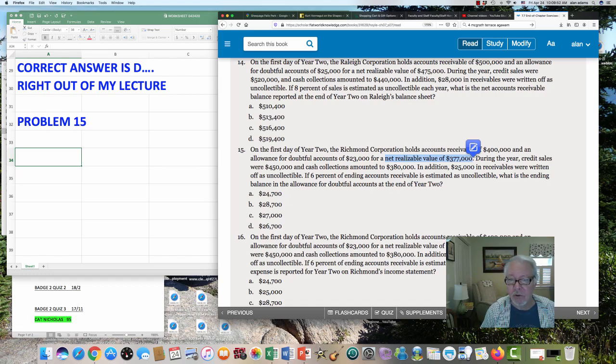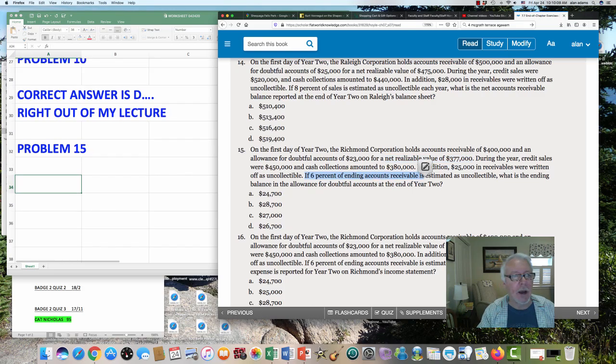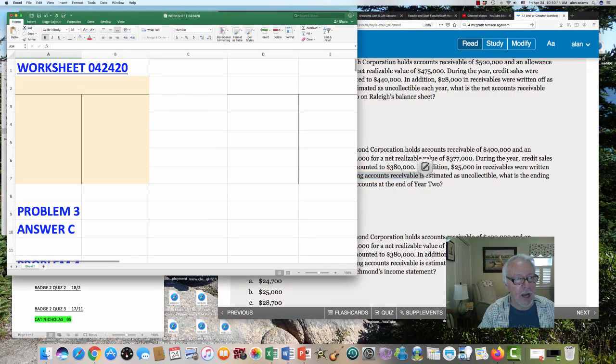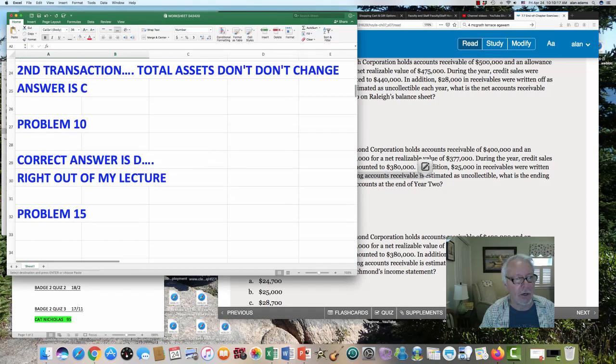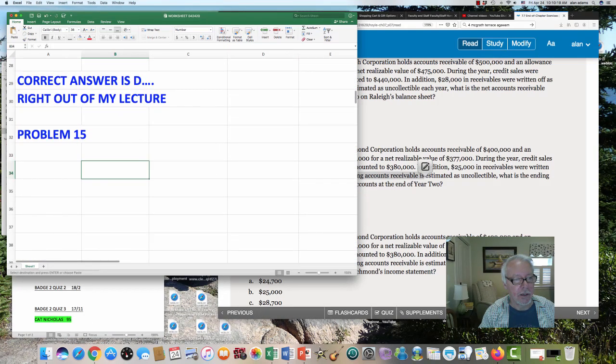Okay? So if 6% of receivables are uncollectible, what is the ending balance for doubtful accounts, rather, at the end of year 2? Well, you can't calculate that until you know what your receivables are at the end of year 2. So to do that, we're going to create, I made a little copy of a T account up here. You see that? So I'm just going to do a copy job and move that puppy down to here. All right, and put it right there.